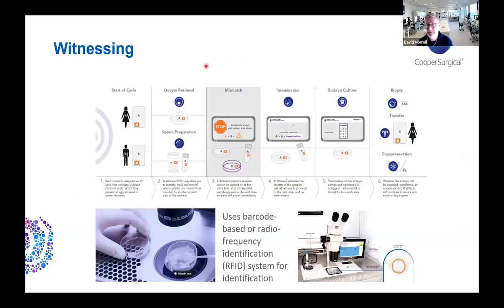But we also need to think about how we ensure custody, or chain of custody, of gametes and embryos going through the lab. And this essentially relies on a robust chain of custody supported by some form of witnessing. And of course, witnessing can be done manually. That relies on colleagues, not necessarily lab-based, to help watch that we're doing what we say we're doing.